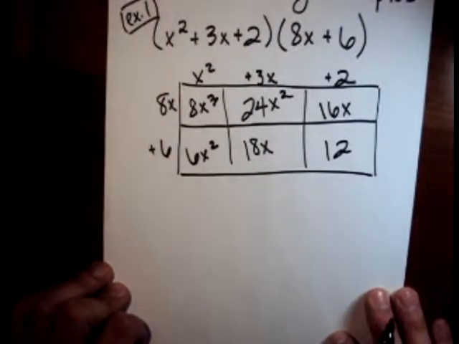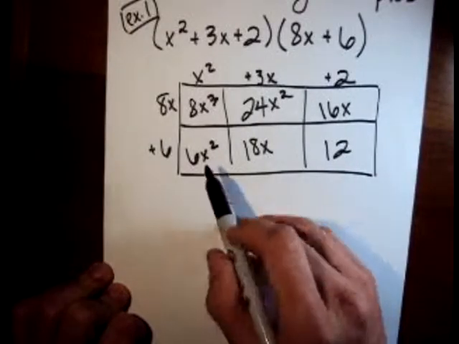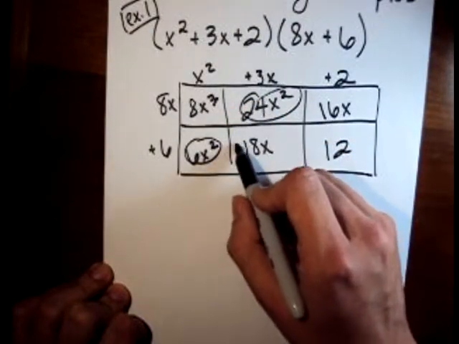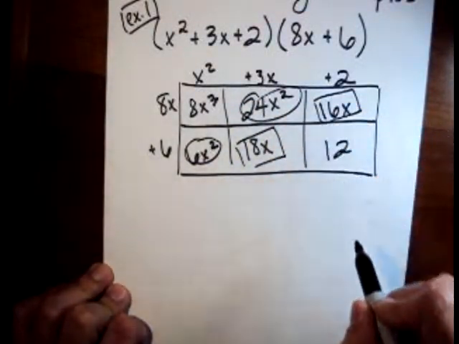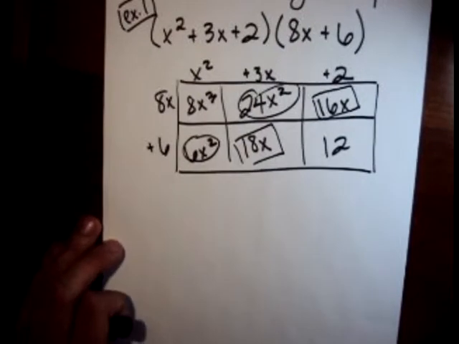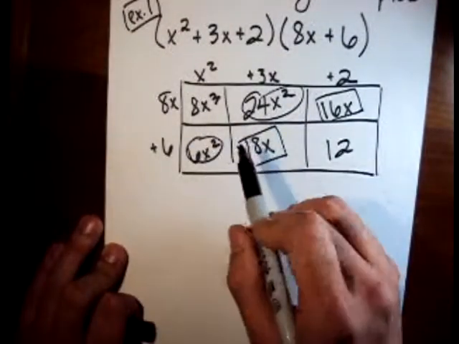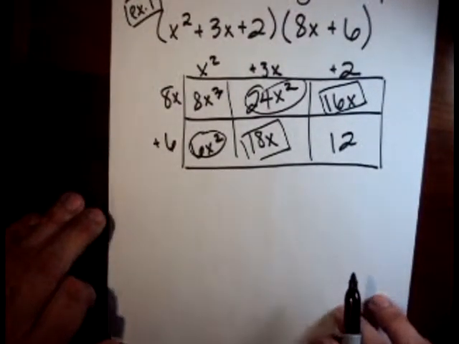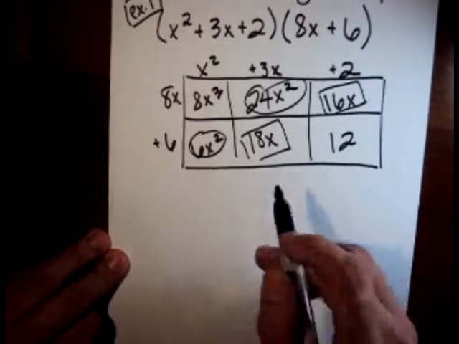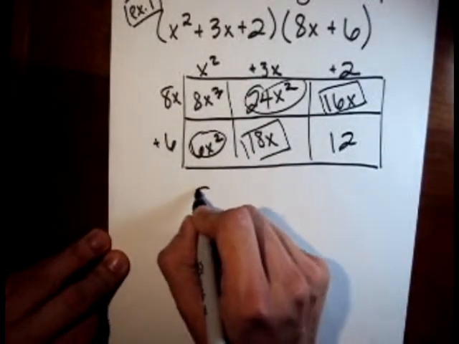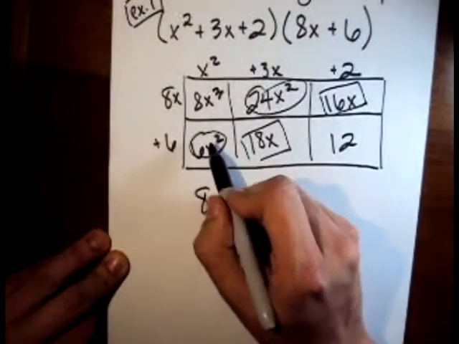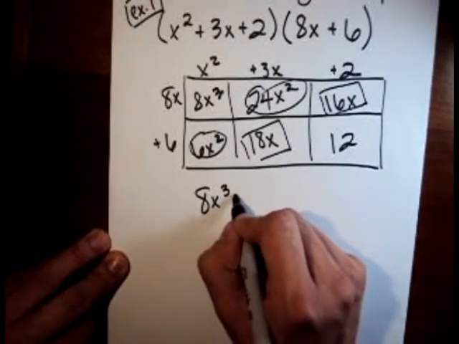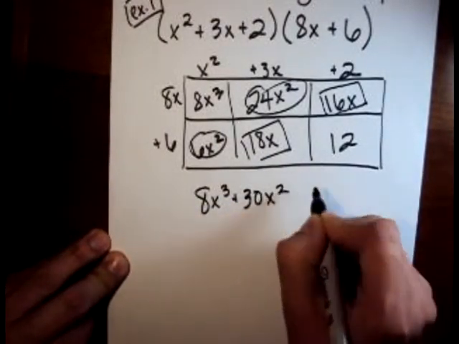Okay, one thing that's nice about the expansion boxes that we can see from this example is our like terms are on these diagonals. So this 18x and this 16x, those are like terms. So we can just see those visually, and it's very easy to combine them. If we did it the normal way, it would be a lot messier. Okay, so we've got our 8x cubed. And we have a 6x squared plus a 24x squared, that gives us 6 plus 24 is 30 x squared.